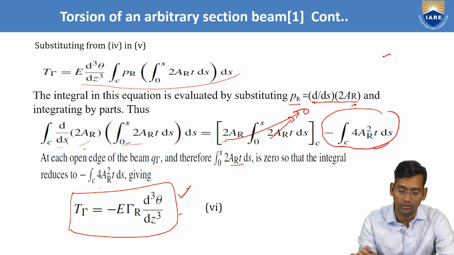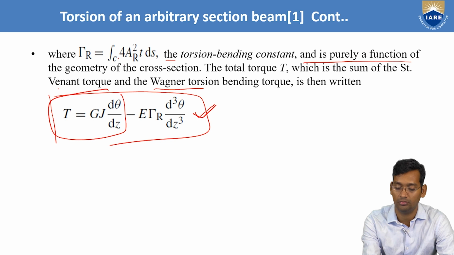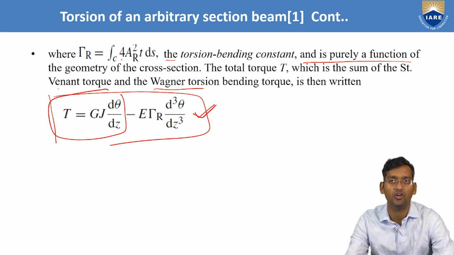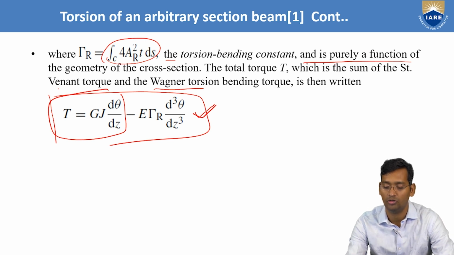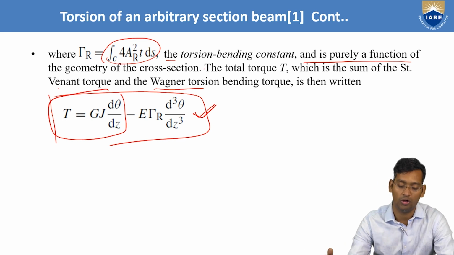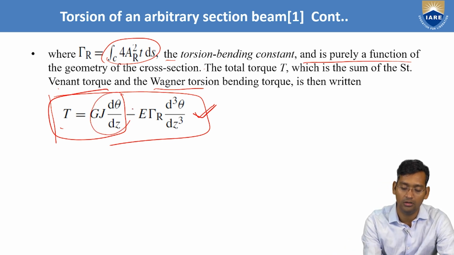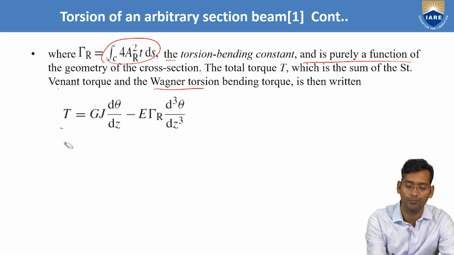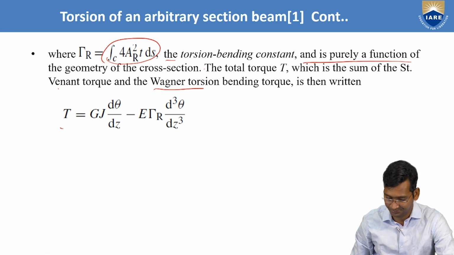So 1 is here. Now we have to find where tau r is what? That c 4a square r tds, the torsion bending constant. So this value will be constant. Okay. Why? Because it's a purely function of geometry of cross section. So it's totally dependent on geometry. So now the total torque will be what? That is the sum of what? Venant torque and Wagner torque. So here tau is Venant torque and Wagner torque, sum of these two. So this will be the total torsion equation or total torque, you can say.